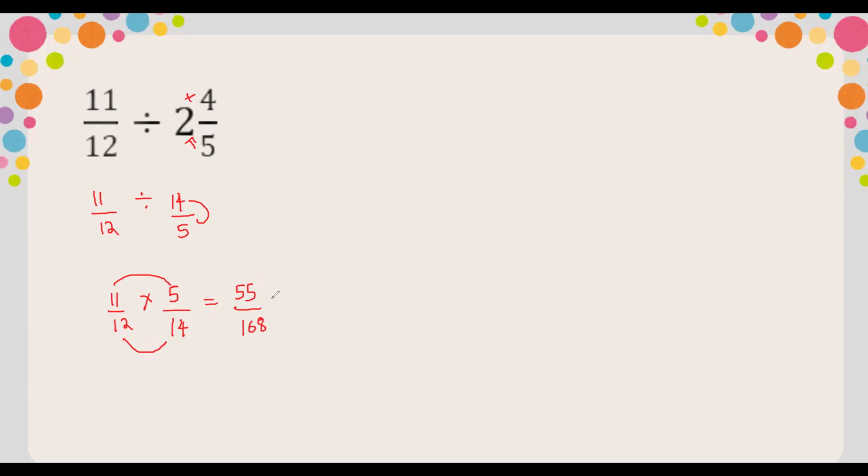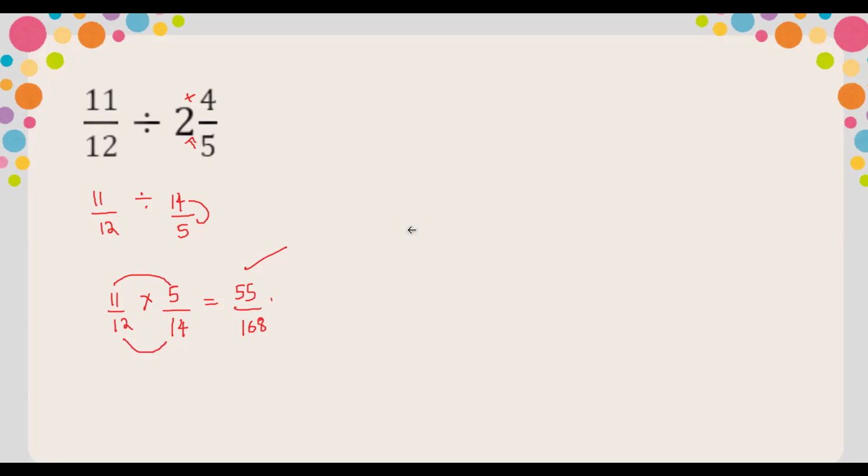Can we convert 55 by 168 into a mixed fraction? No, we cannot, because the numerator is smaller than the denominator, which will give you a proper fraction. So we cannot convert proper fractions into mixed fractions, and this is our final answer then. 55 by 168 is our answer.